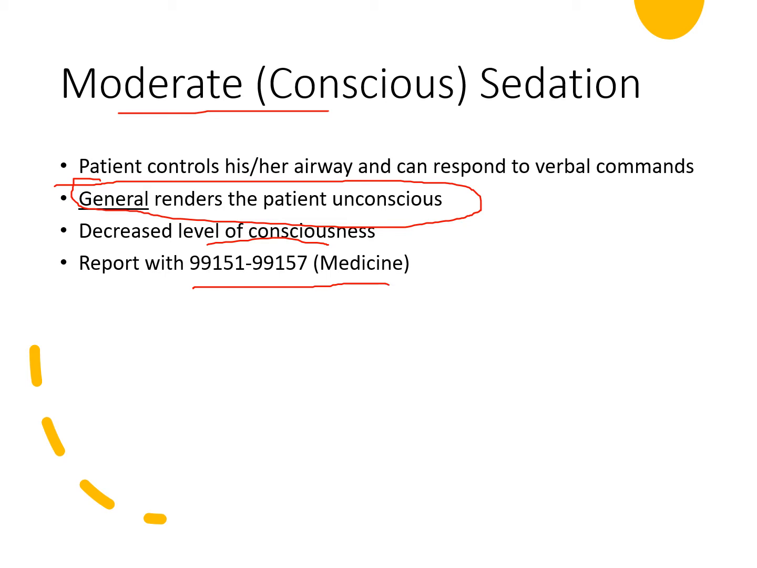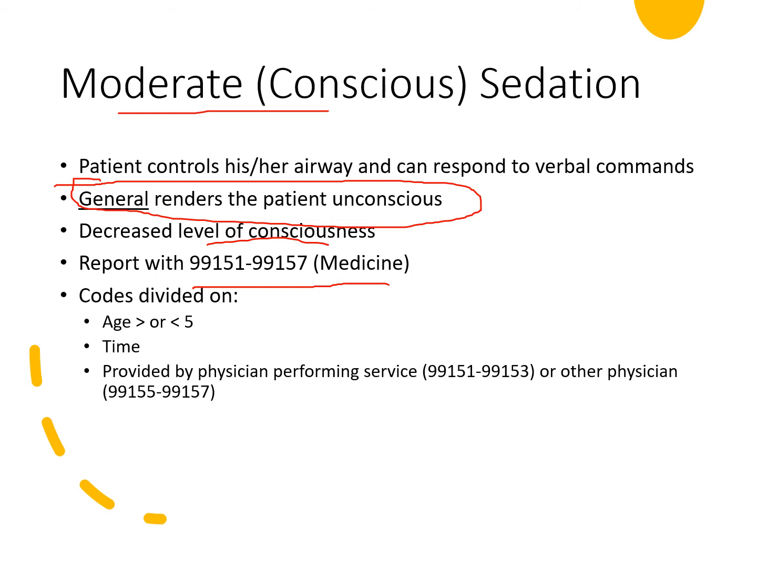Anesthesia codes are located in the second section of the CPT book, right after evaluation and management, and all of those codes begin with the letter 0 for anesthesia. The codes are divided based on the age, less than or greater than 5 years old, and time provided by the physician performing the service. Again, these codes right over here, we're talking about conscious sedation.